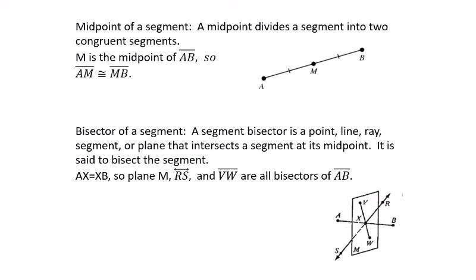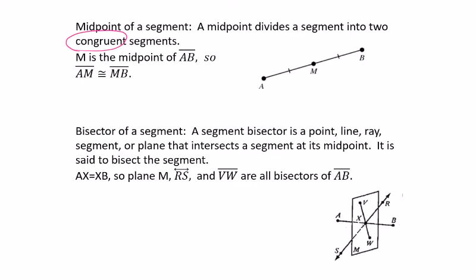All right, so let's talk about midpoint of a segment next. A midpoint is a point that divides a segment into two equal segments, or in geometry, we use a word that's a little more comprehensive than equal, that is congruent. So a midpoint divides a segment into two congruent segments.